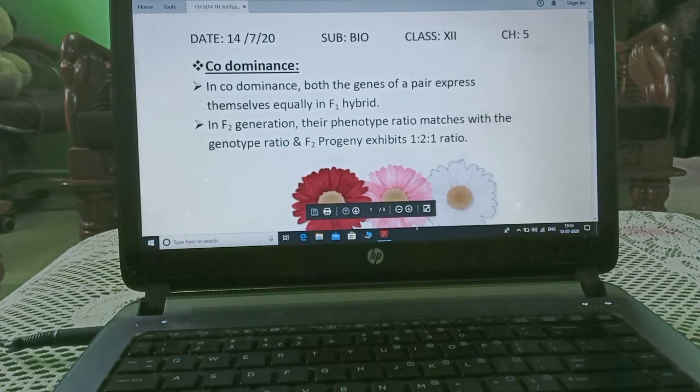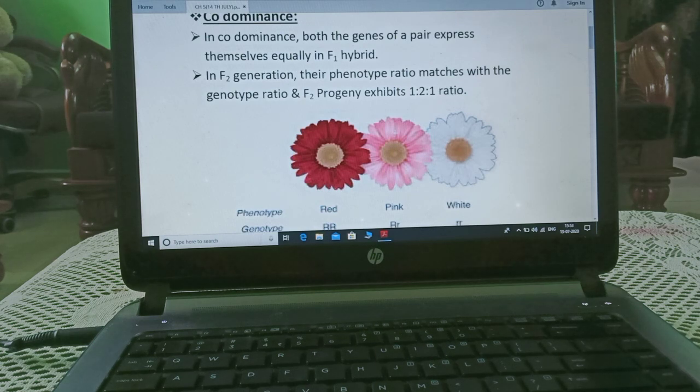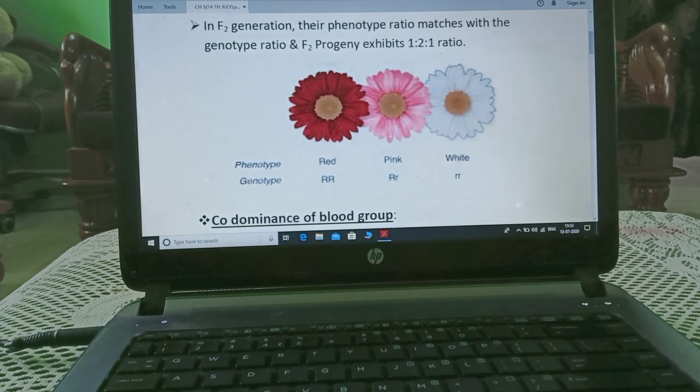Hi students, today we are starting with codominance. In codominance, both the genes of a pair express themselves equally in the F1 generation. In the F2 generation, their phenotype ratio matches the genotype ratio, and the F2 progeny exhibit a 1:2:1 ratio.